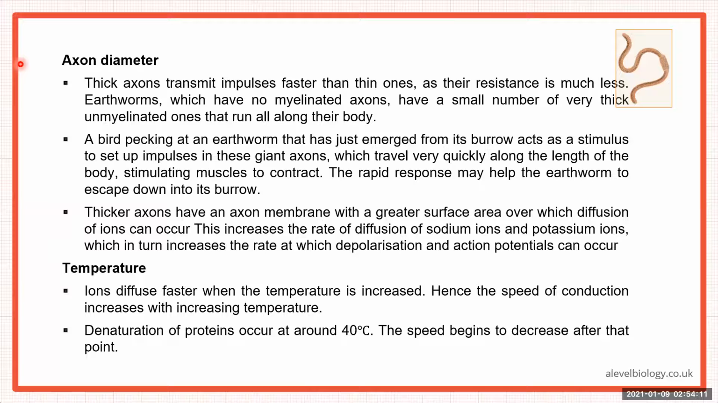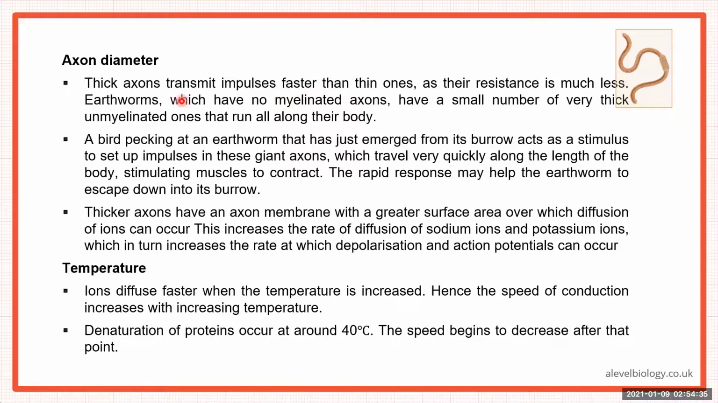Okay, the second factor that I would like to mention as having an impact on the speed of conduction is the axon diameter, right? Thick axons transmit impulses faster than thin ones, as the resistance is much less, right? If the axons are thicker, the resistance is much less, and they would transmit the impulses faster, right?